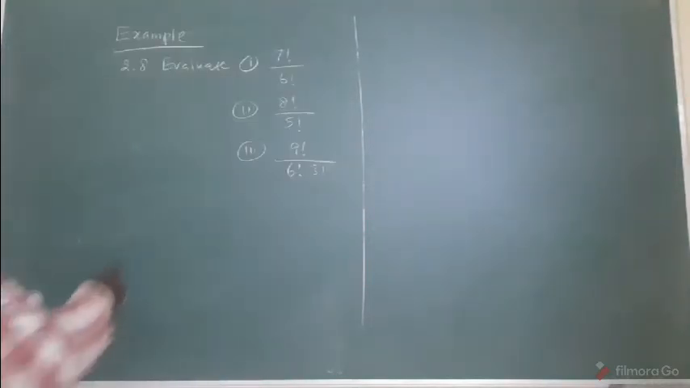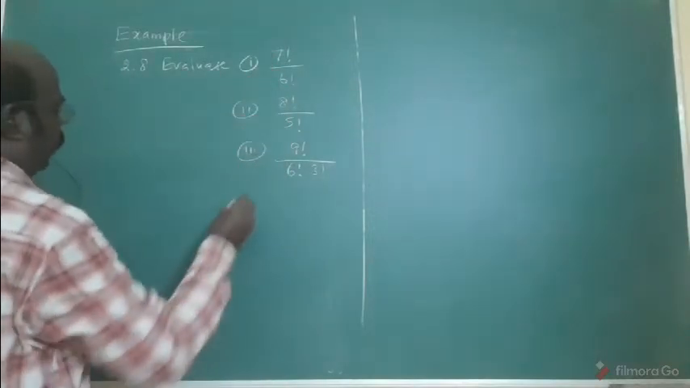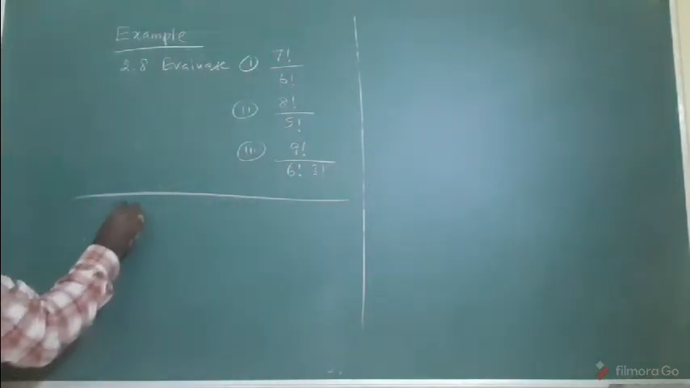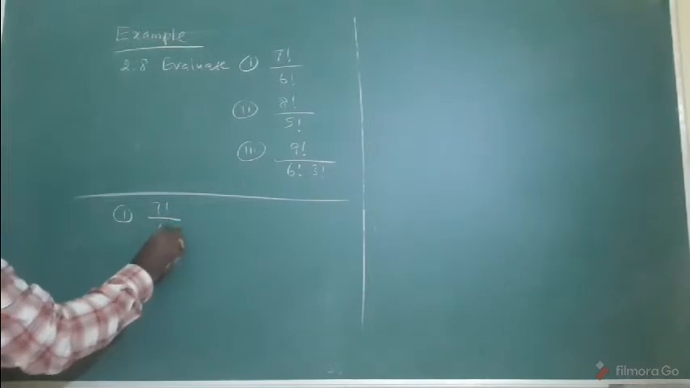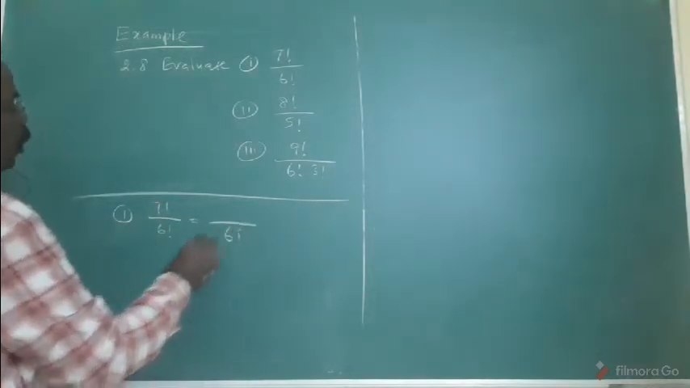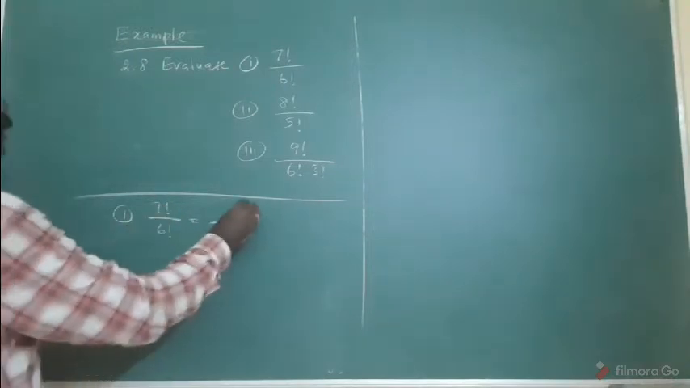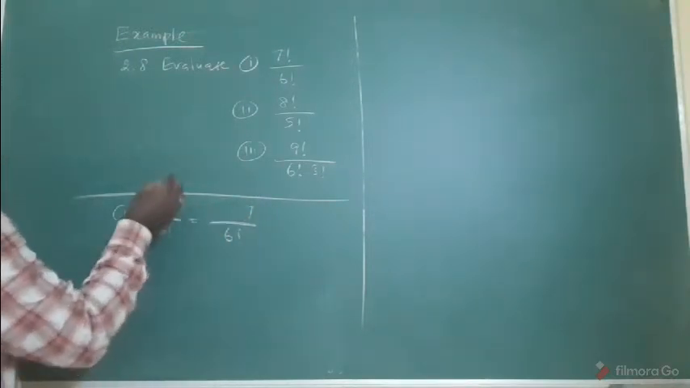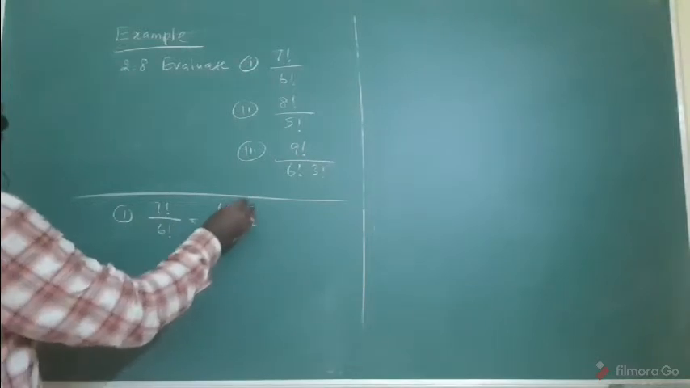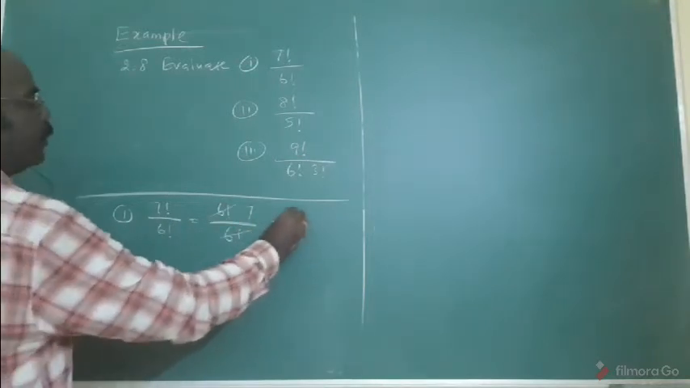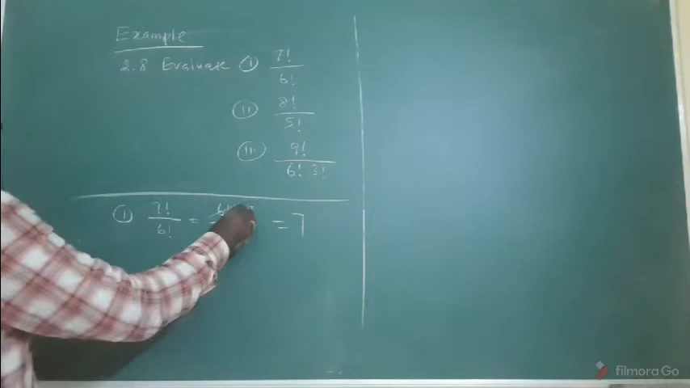Now example problem 2.8, evaluate. The first subdivision: 7 factorial by 6 factorial. What I told you? The small number is fixed here. Now 7 factorial can be 7 into the previous number, 6 factorial. This will be cancelled. We get the answer: 7 is the answer. That's all. Am I right?